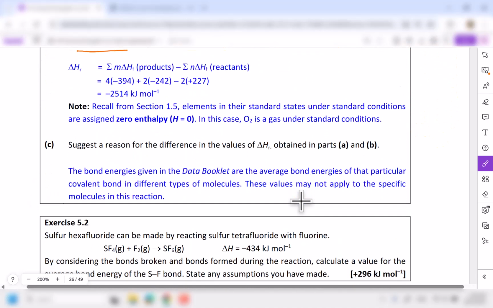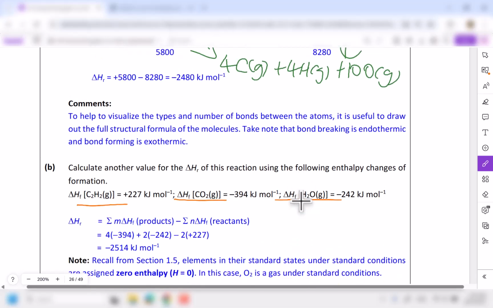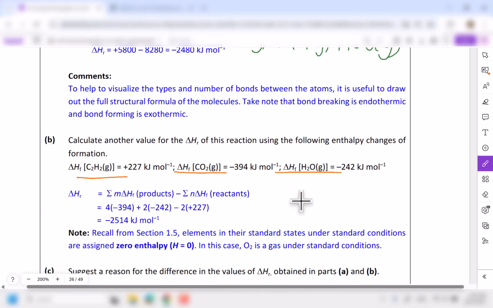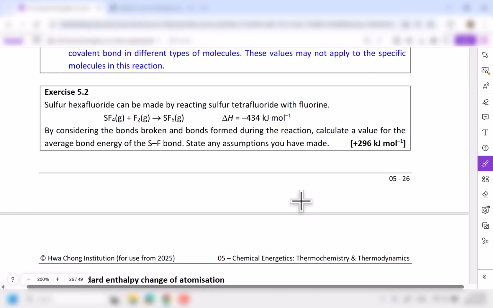Then they ask you to suggest a reason for the difference in the values. So the reasoning given here is, of course, looking at average values. So it may not refer to specific bonds, because specific bonds may be stronger or weaker. So we are looking at perhaps the difference between the values is about 30 kilojoules per mole. Not too huge, not too bad. So we'll move on to exercise 5.2. Then we'll see how the discussion can take us forward.